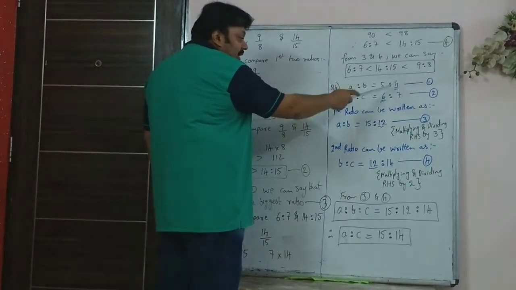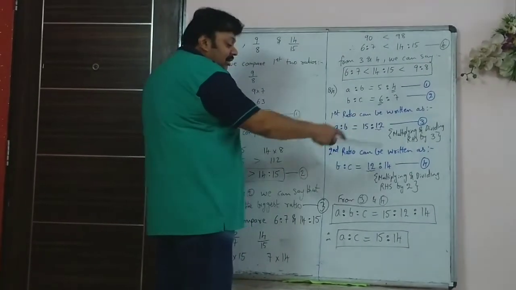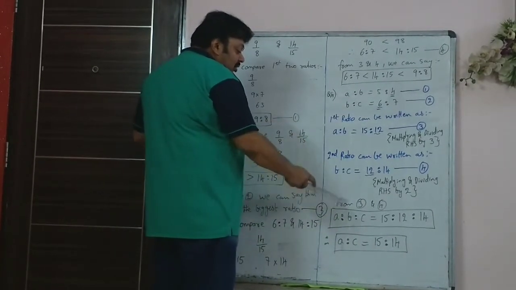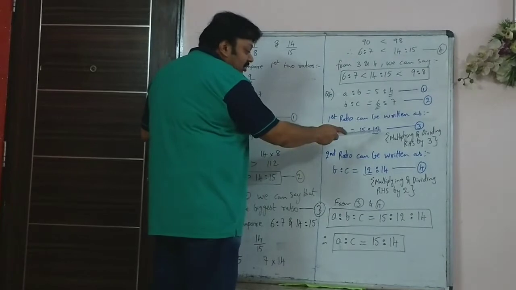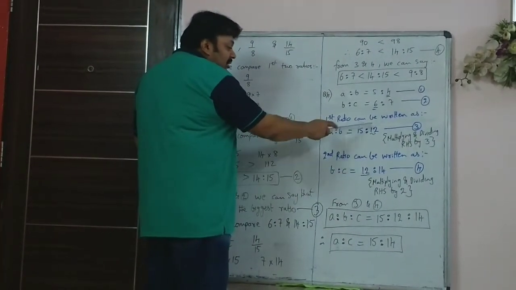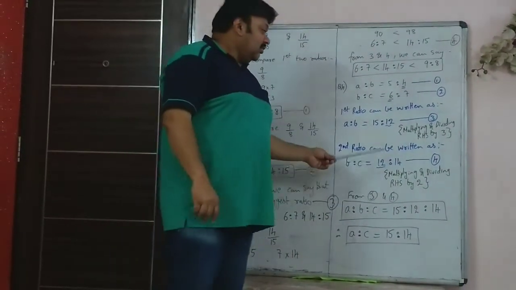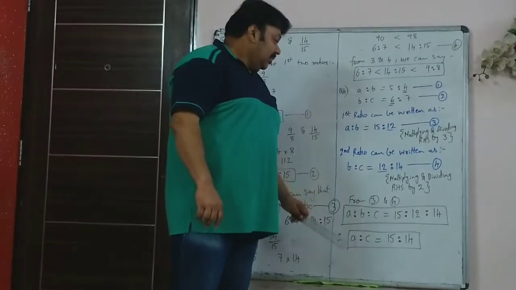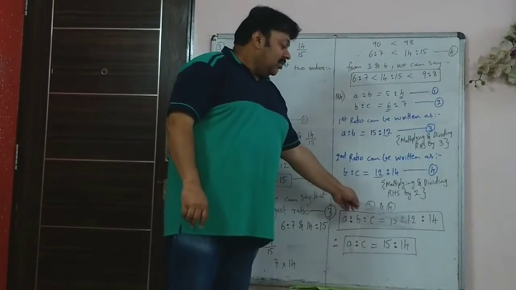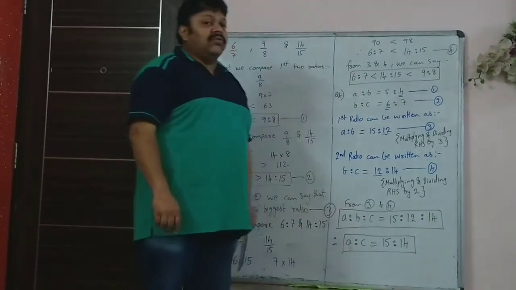Now because B on the left hand side is the same as 12 on the right hand side, we can write that A is to B is to C continuously. If you write it, you will get 15 is to 12 is to 14, because we have made B the same number on both sides. So now if you are asked only A is to C, then we can ignore the B in between, and we can write A is to C is 15 is to 14.